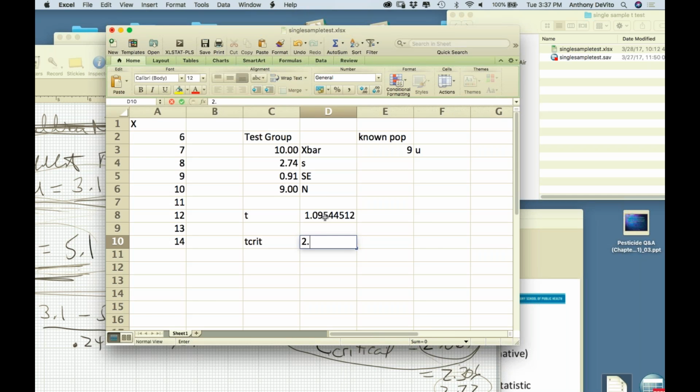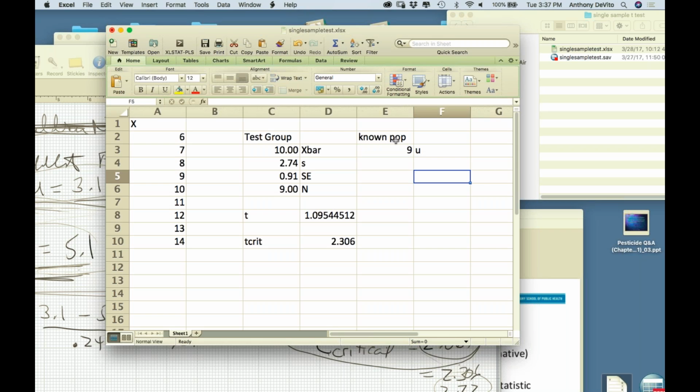2 point, how much? 306? Okay. So I would have had to exceed the t-critical in order to say that the true mean for test group 1, the test group, is different than the known population that I'm comparing it to, where I know the mean in that population, single sample t-test.